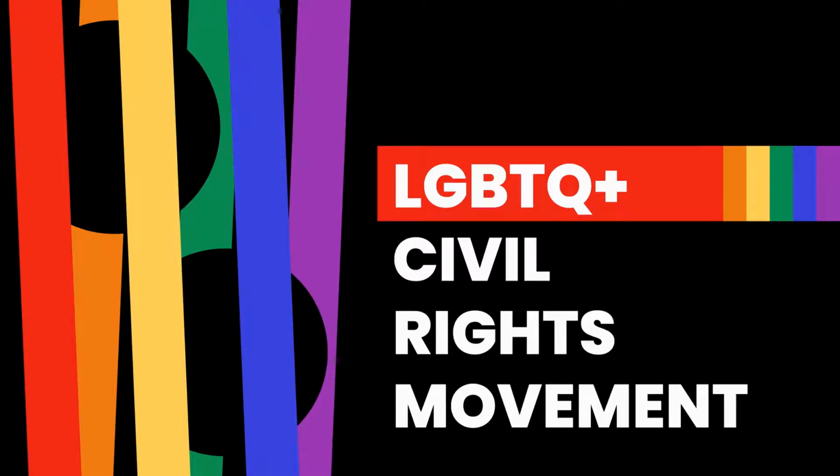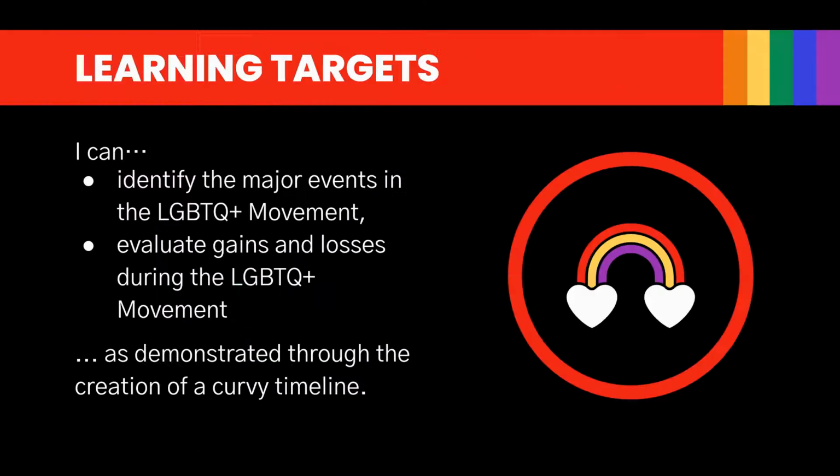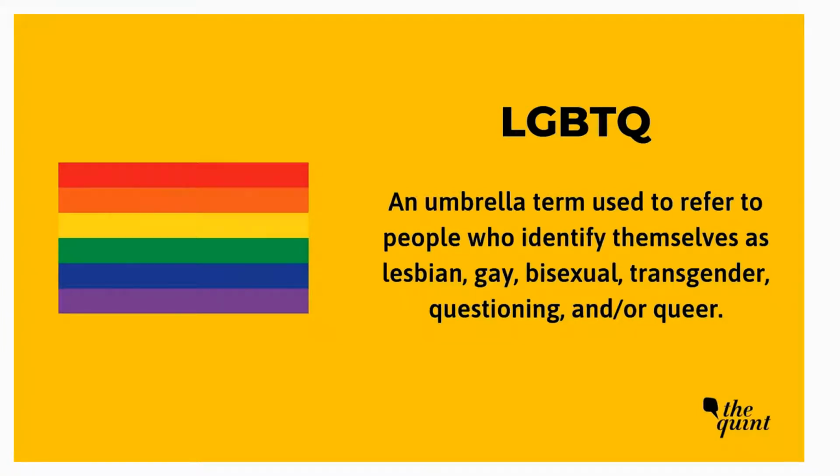Today what we're going to do is take a look at the LGBTQ plus civil rights movement, one we haven't looked at yet before. So what do we mean by LGBTQ plus? We mean an umbrella term used to refer to people who identify themselves as lesbian for the L, G for gay, B for bisexual, transgender, which means they don't identify with the gender they were born into, questioning, and/or queer.